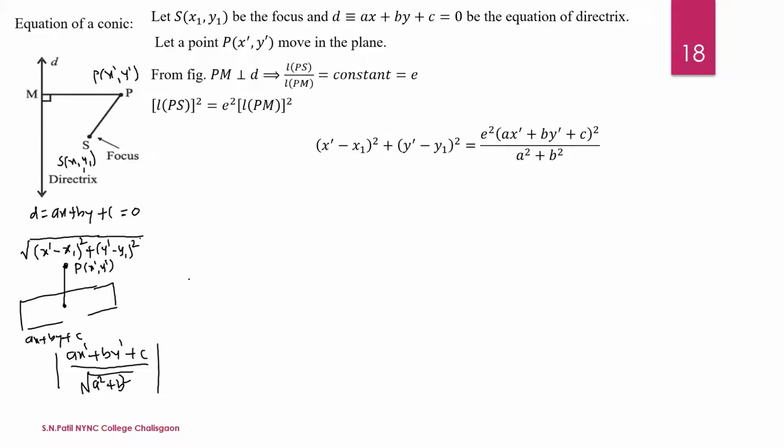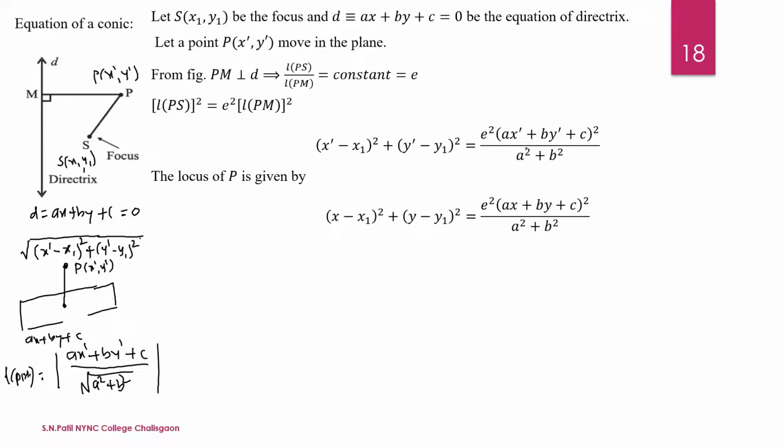Now here e square and the length of PM. See, this is the length of PM. Okay, and we square this: the square of the numerator, and in the denominator the square and square root cancel, so simply the a square plus b square term is remaining. Okay, after simplifying this, now the locus of P, instead of x' y', we write x and y, since P is a moving point. That is, (x minus x1) squared plus (y minus y1) squared is equal to e square times (ax plus by plus c) squared divided by a square plus b square.